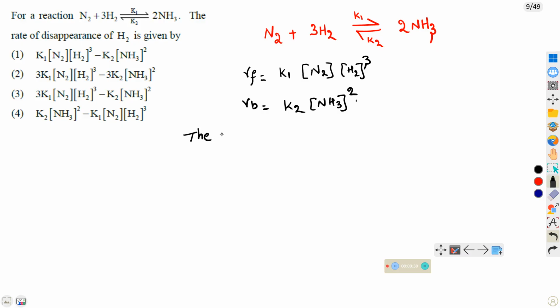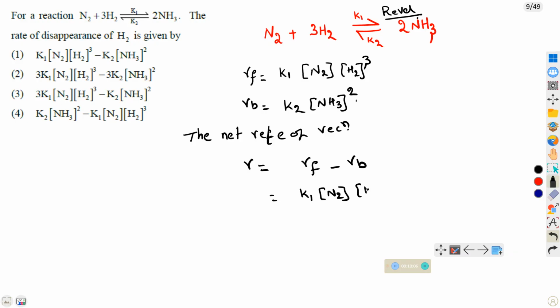The net rate of reaction, because it is a reversible reaction. Given reaction is a reversible reaction, so the net rate of reaction is rate of forward reaction minus rate of backward reaction. K1 into N2 into H2 whole cube minus K2 into NH3 whole square. Rate of disappearance of H2.